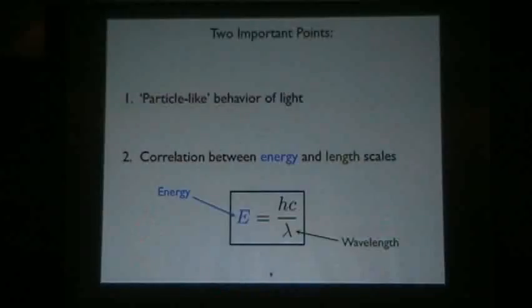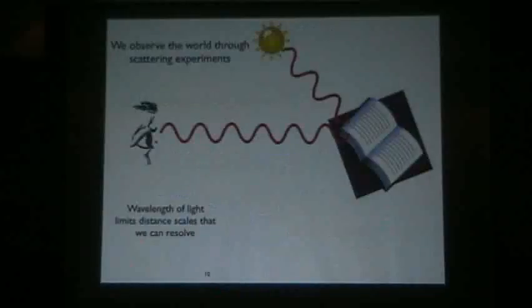I just wanted to spend a minute on this, because it really underlies all of the thinking that people use in high energy physics. We observe the world around us through scattering experiments. So if we want to read a book, some light from the sun or from something else reflects off the book and comes back to our eye.